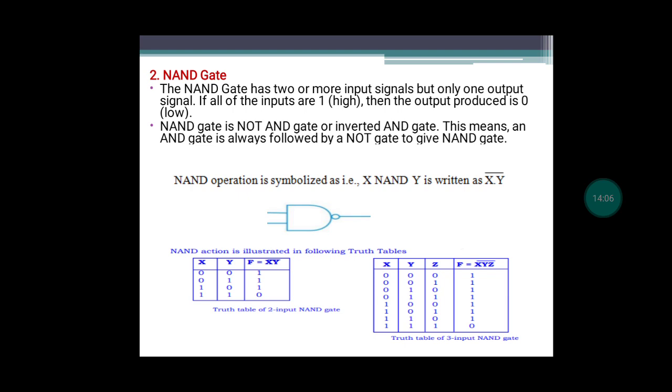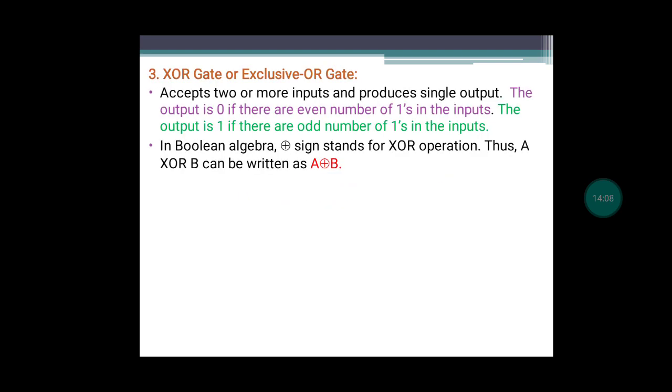Okay. So now moving on to the third derived gate, that is XOR gate. XOR gate full form or expansion is exclusive OR gate. This is also called exclusive OR gate. So see how the behavior is here. This gate can also accept 2 or more input signals, but how many output signals is this gate producing? It is also producing only one output signal.